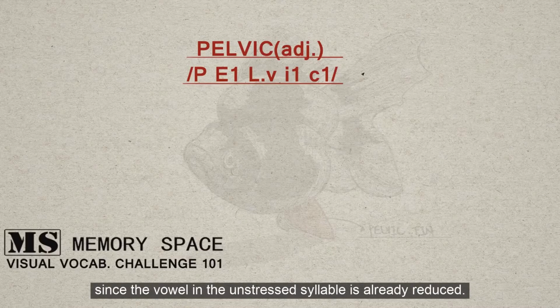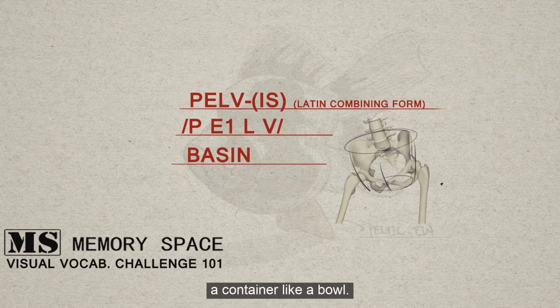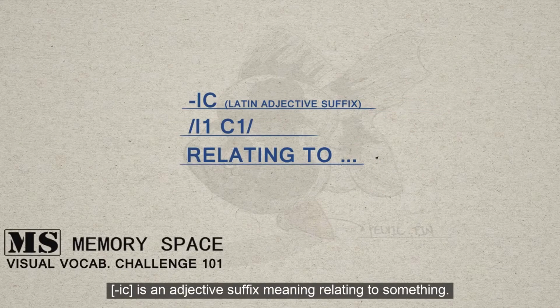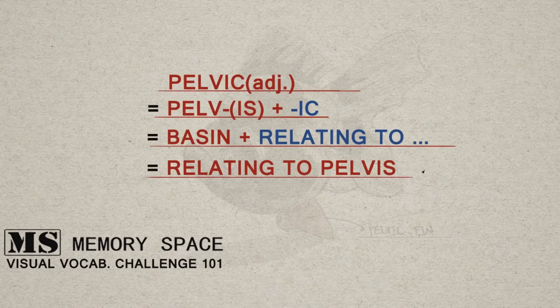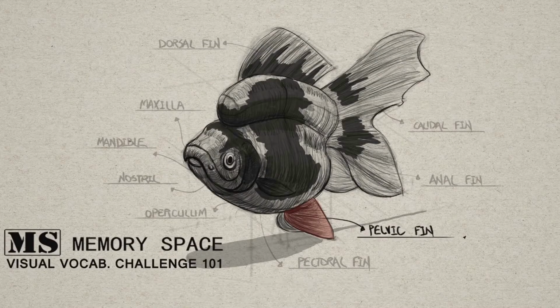is already reduced. Pelv is a combining form meaning basin, a container like a bowl. A pelvis is a basin-like bony structure. Ic is an adjective suffix meaning relating to something. So pelvic means relating to pelvis. And a pelvic fin is a fin relating to pelvis.